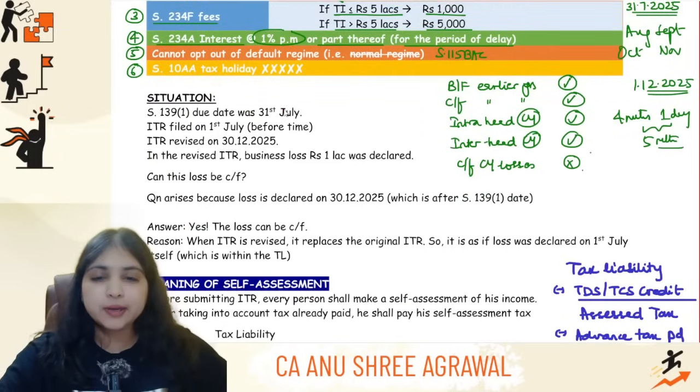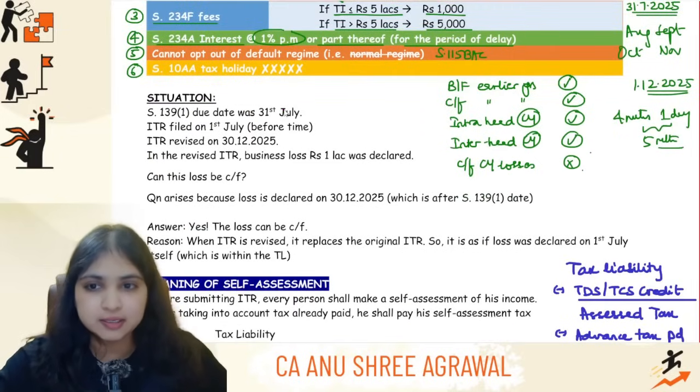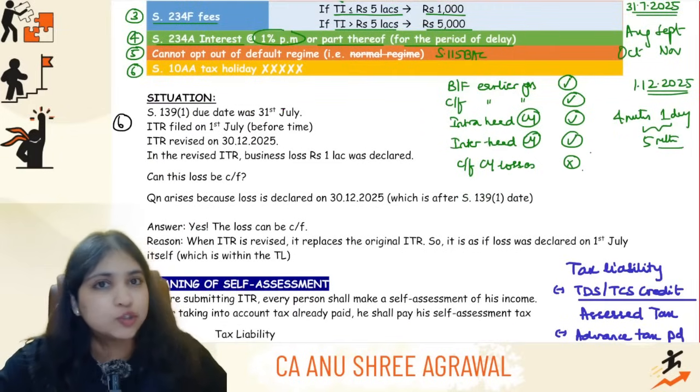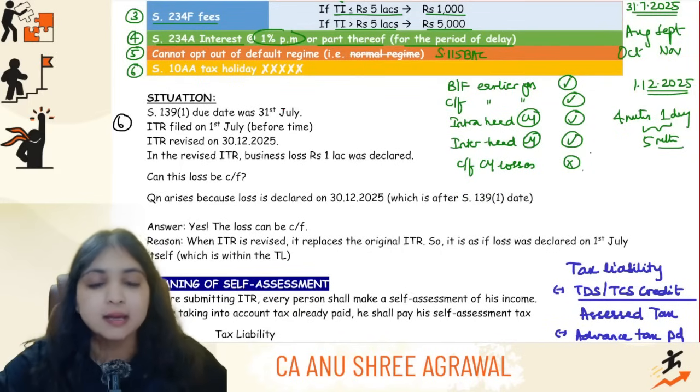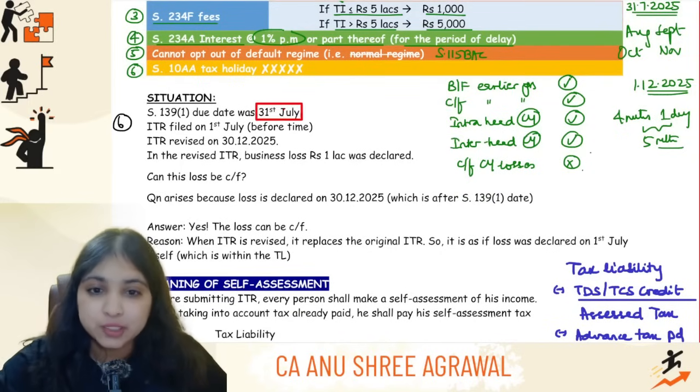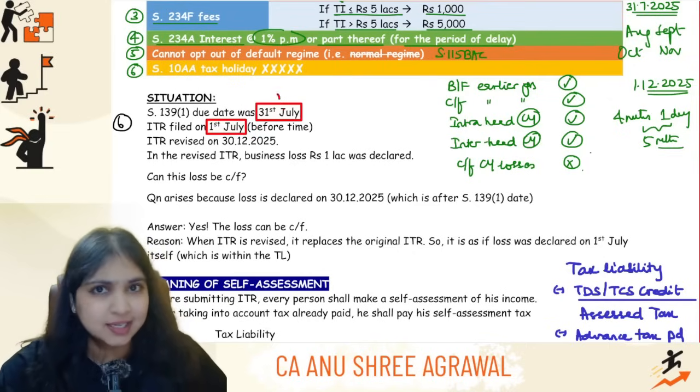So coming to the next point now, my 6th point in our returns discussion. I have a small situation for you over here. Listen to me very carefully. One explanation itself, you will understand. Let's say my 139(1) date was 31st July, okay? And I filed the ITR on 1st July, which means I filed the ITR on time, guys. Then I want to revise the ITR on 30th December 25.